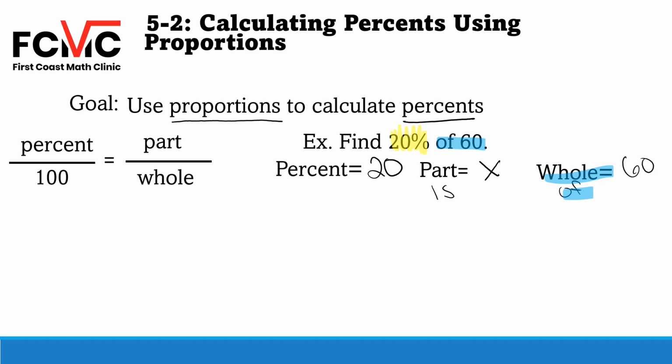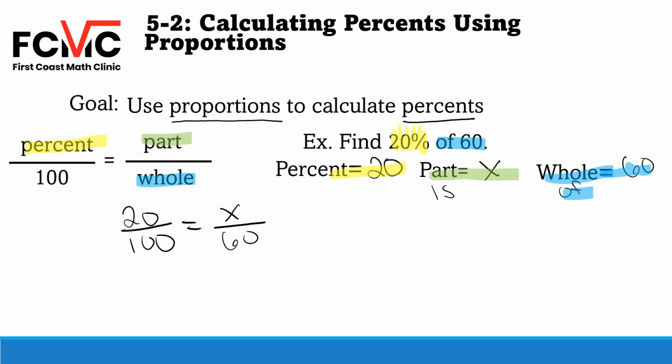So let's substitute our values into our proportion. Our part, that's going to be our x. Our 20 is our percent. And our whole, that's 60. So let's write out our proportion. We've got 20 over 100 equals our part x out of our whole 60.